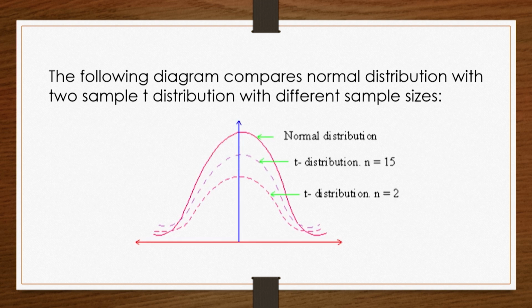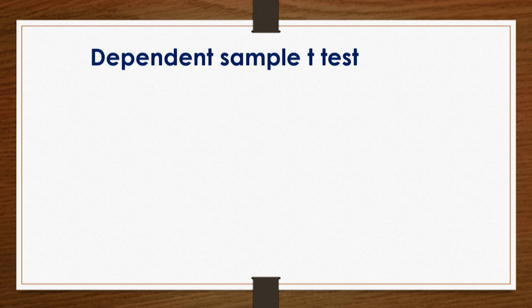The following diagram compares the normal distribution with the t distribution for different sample sizes. Here we have a normal distribution, which looks like a bell-shaped curve that ranges from minus infinity to plus infinity. Here we have introduced two t distributions with sample sizes n equal to 2 and n equal to 15. From this one can understand how the distribution ranges from lower to upper through the curve. When the sample size n reaches 30, the t distribution approaches the normal distribution.